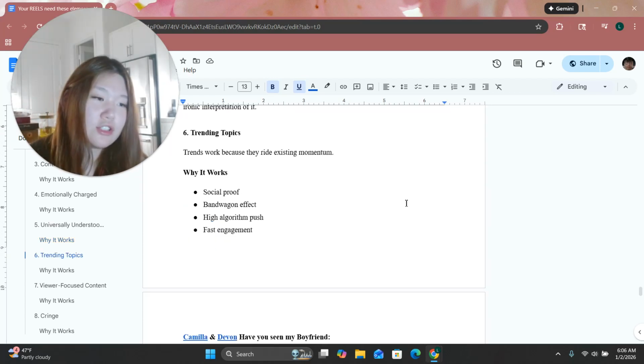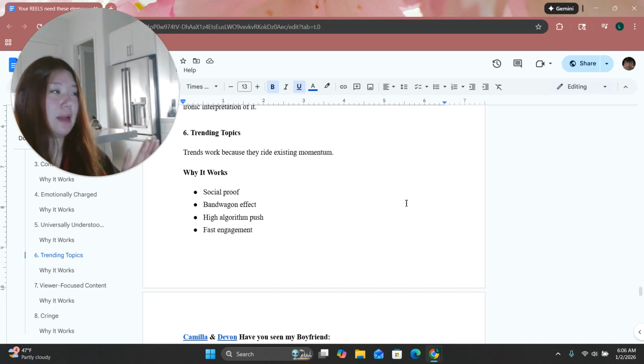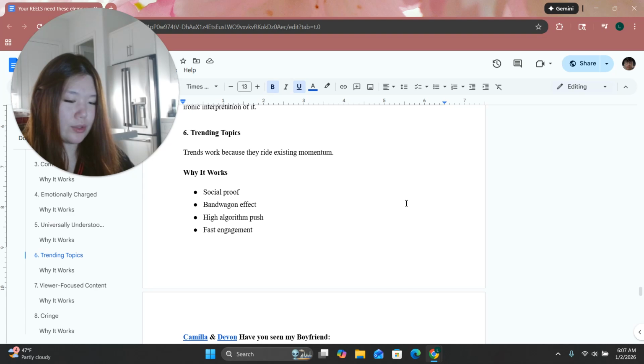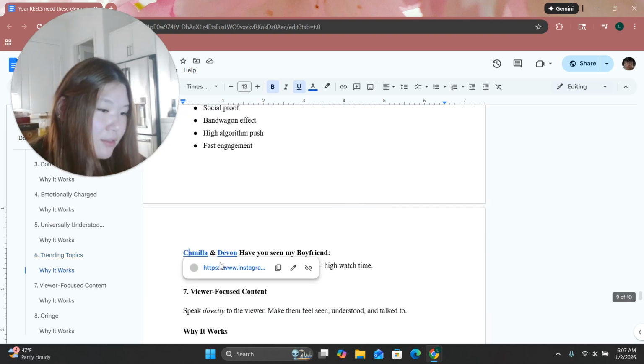For 6, we have trending topics, and it's self-explanatory in the way that trends really do work just because they ride on the existing momentum within the time frame. So it is like a social proof. It's a high algorithm push and engagement just because everyone is doing it and knows it's a trend, and you just want to watch how these people did it. For example, here.